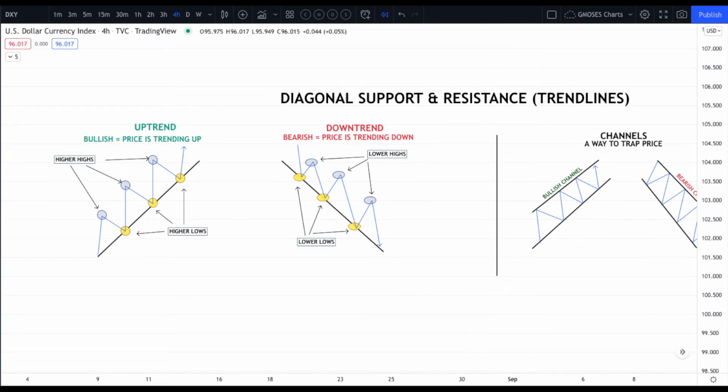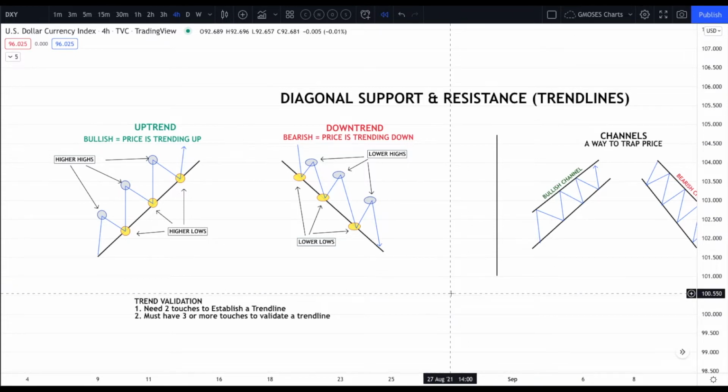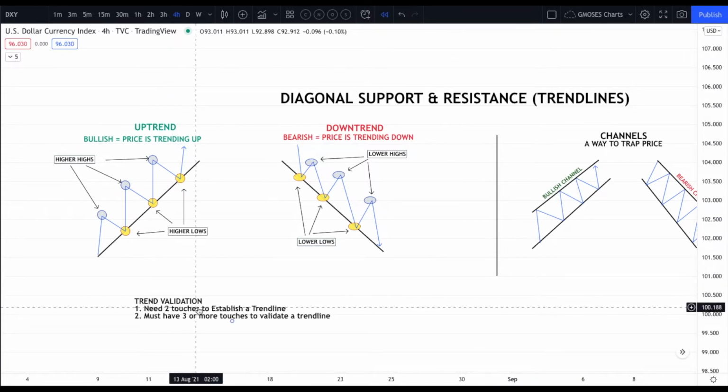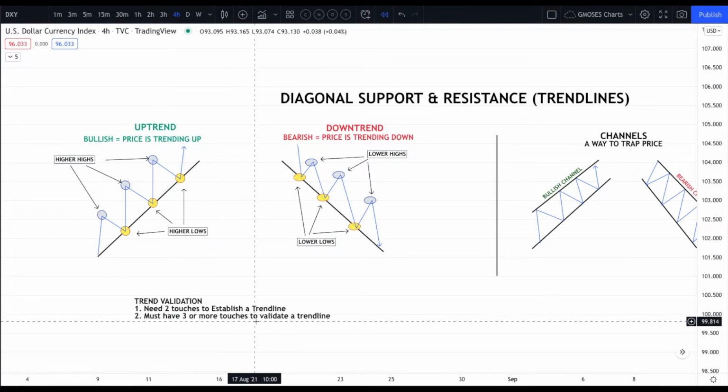Now, one thing that we need to understand about dealing with trends is that there is a trend validation. You only need 2 touches in any given market to establish a trend. However, it must be 3 or more touches to validate a trend. And I'll explain that once we dive into the market, and I'll show you guys what I'm talking about.